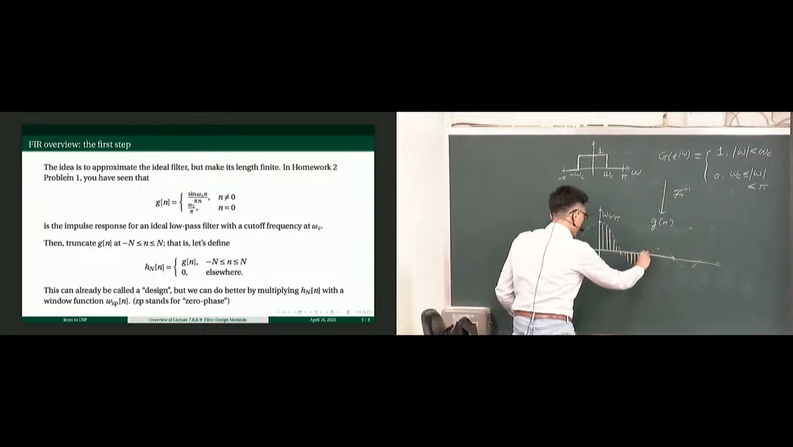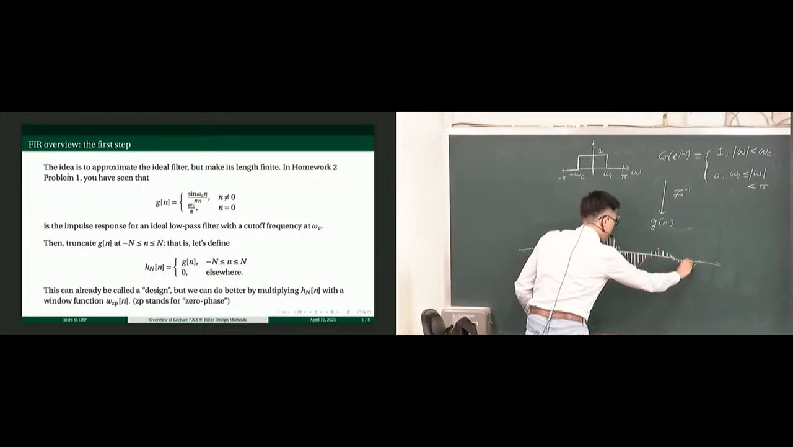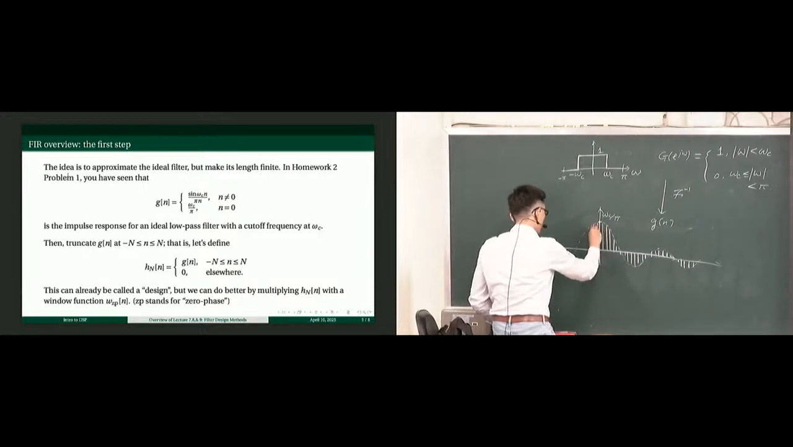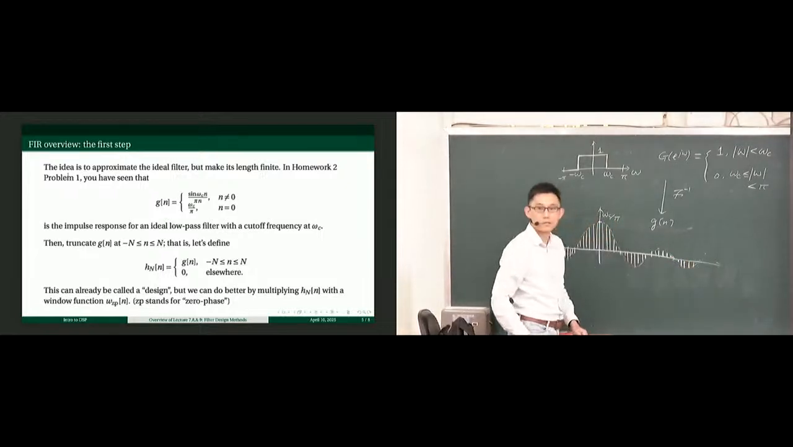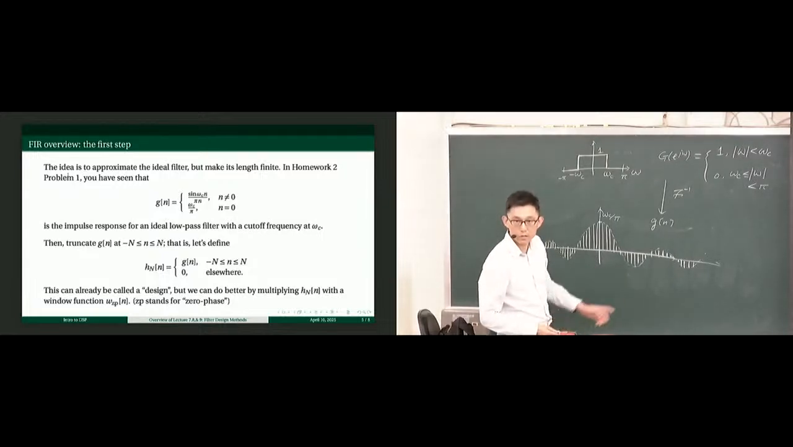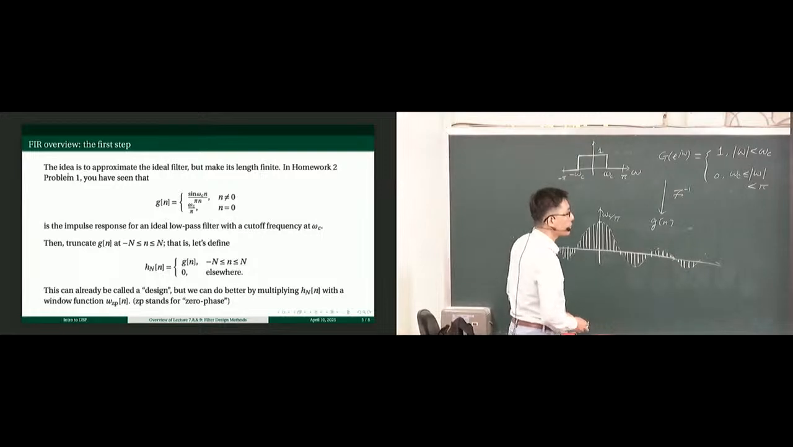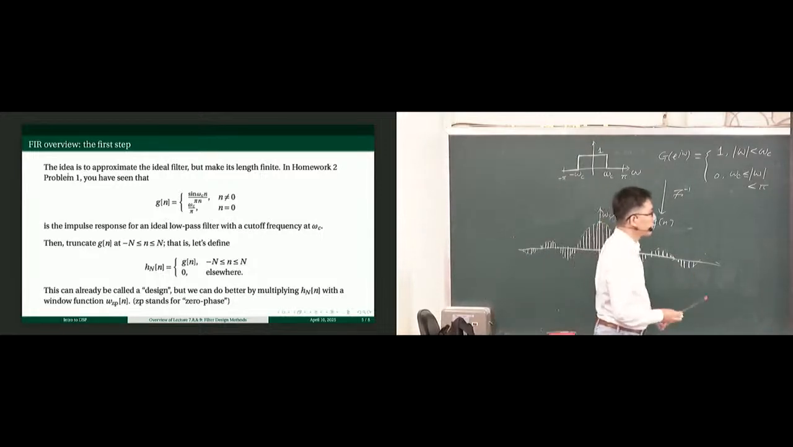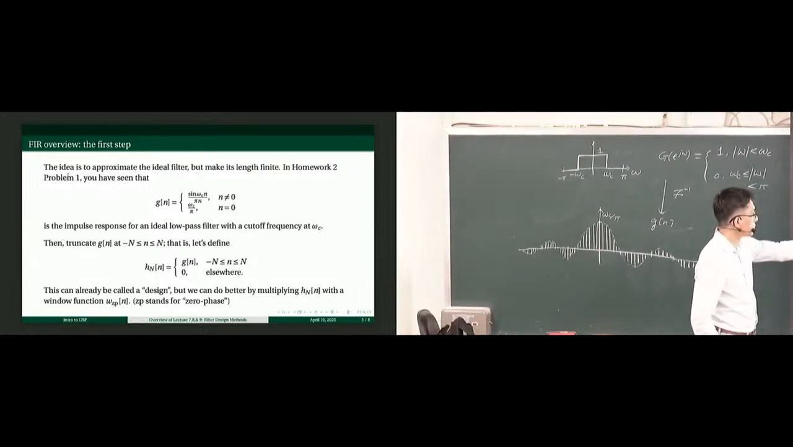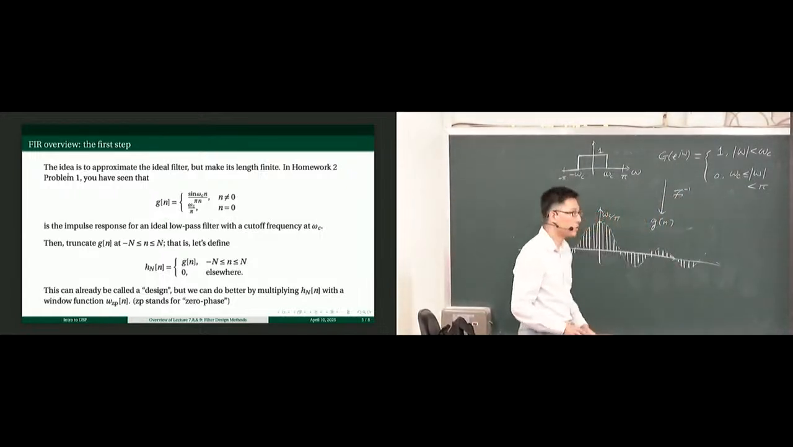This is just a sketch. G of n is going to be symmetric, so you know what I mean. This is how g of n looks, and it extends infinitely on both sides. At one point I mentioned to you that an ideal low-pass filter cannot be implemented because in time you need infinitely many samples. So g of n extends out to both sides infinitely.